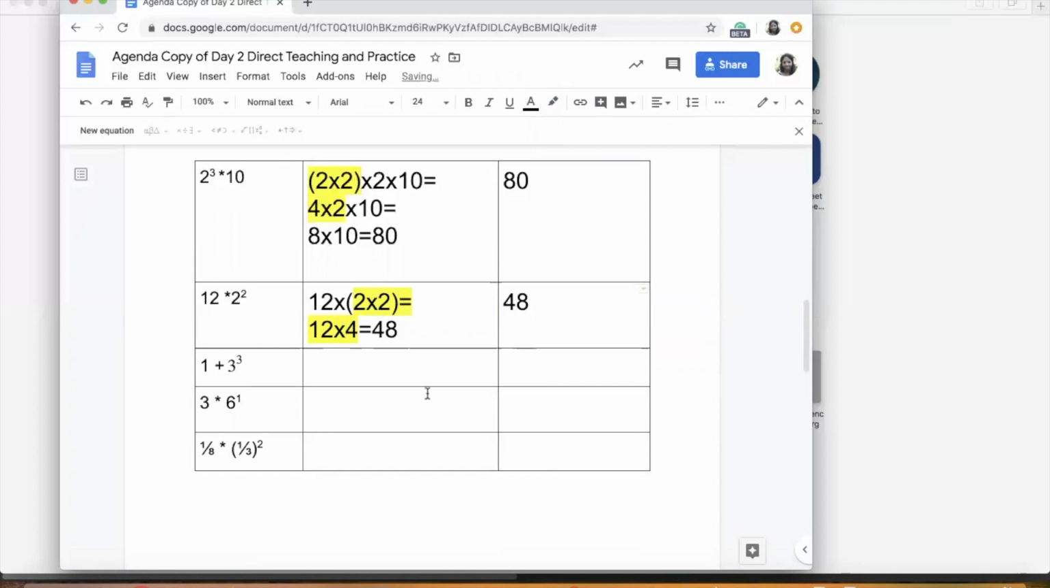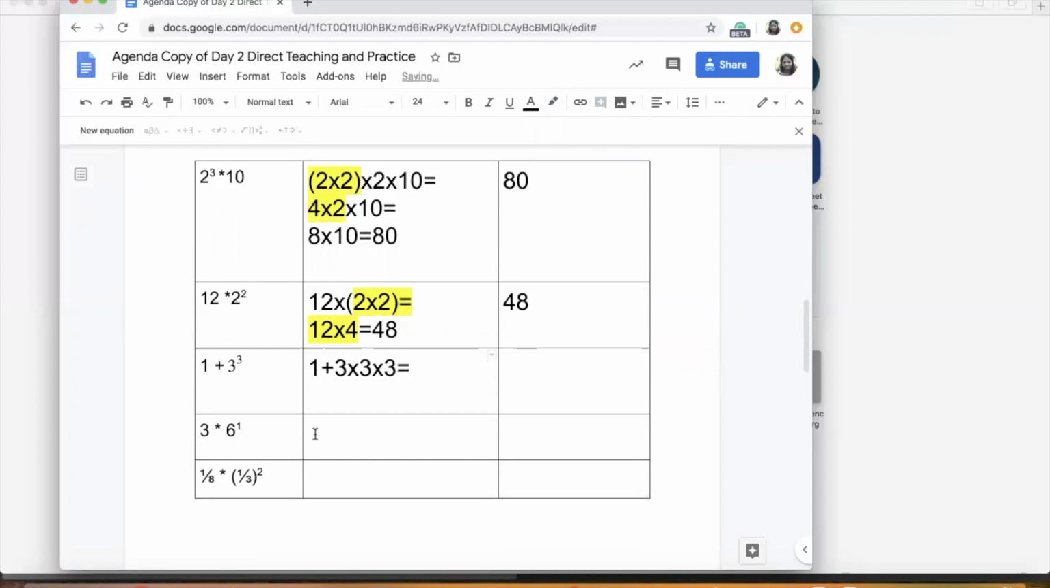Okay. I could do these all day. I love math. This is fun. This is my dream right now. So now we have 1 plus 3 times 3 times 3. Yes, getting stuck in the house and working on math problems. I'm in heaven.